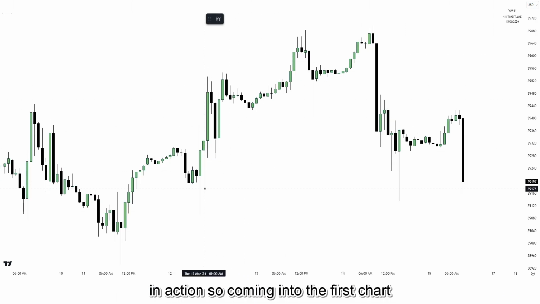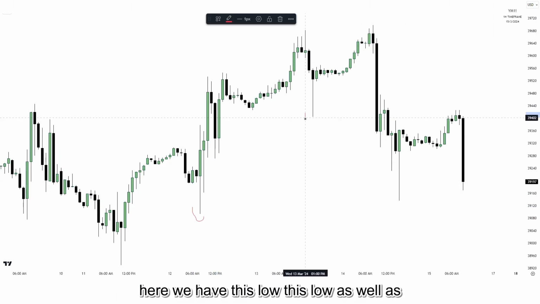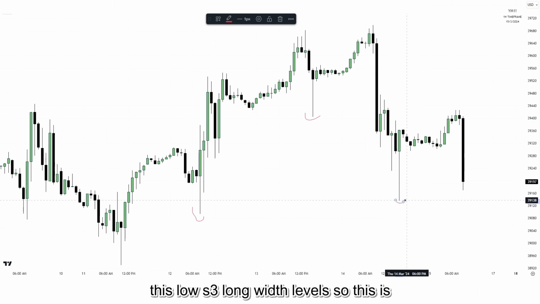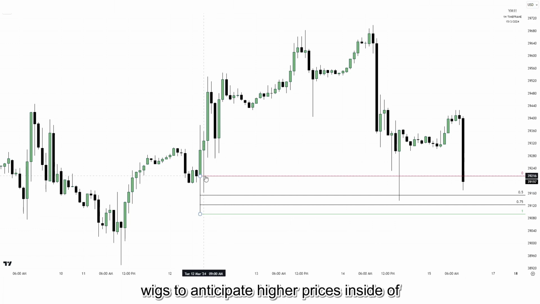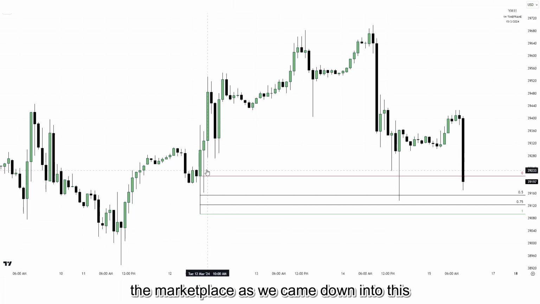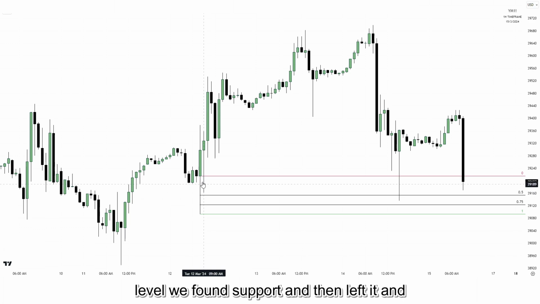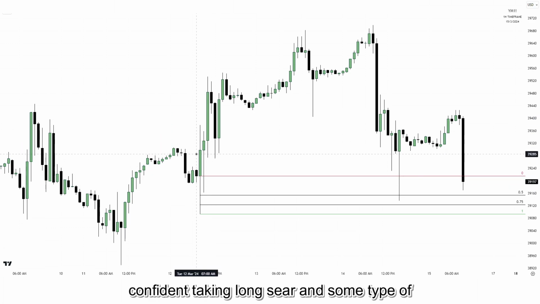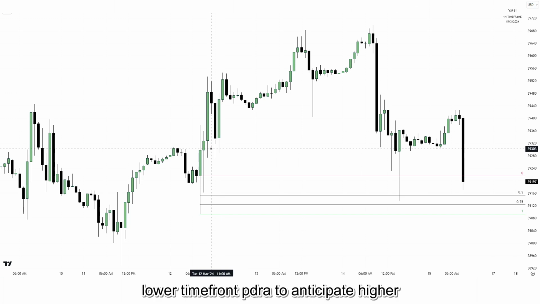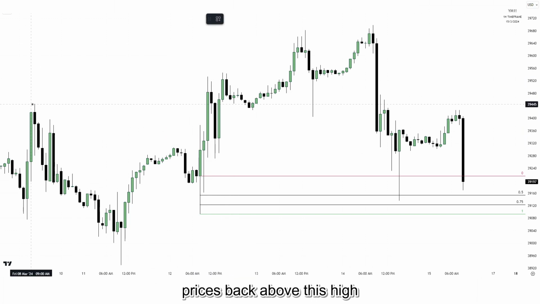So coming into the first chart here, we have this low, as well as this low, as three long wick levels. So this is the case scenario of how we would use long wicks to anticipate higher prices inside of the marketplace. As we came down into this level, we found support and then left it, and soon after leaving it, I can be confident taking longs here in some type of lower time frame PD array to anticipate higher prices back above this high.